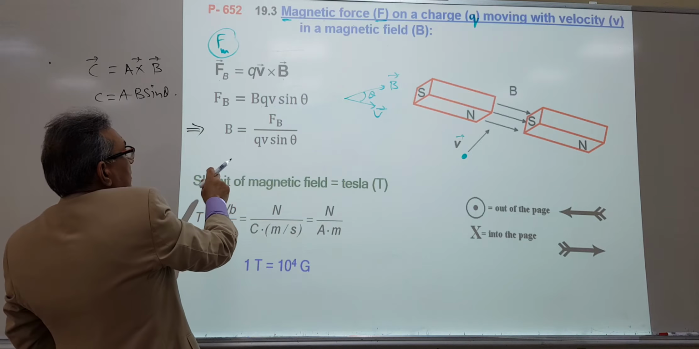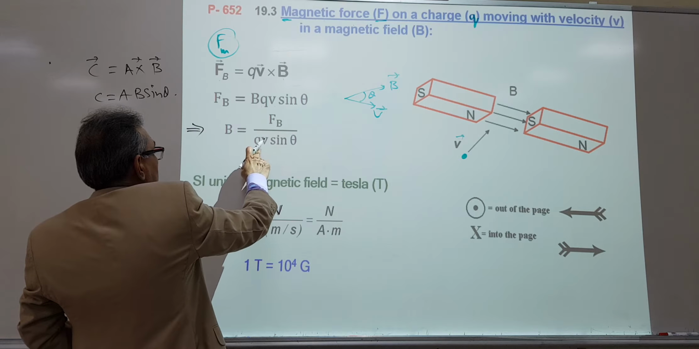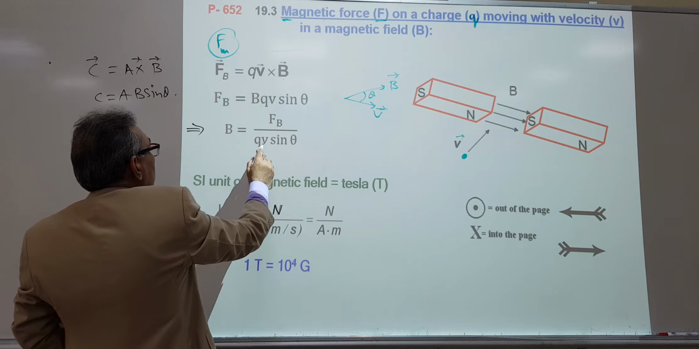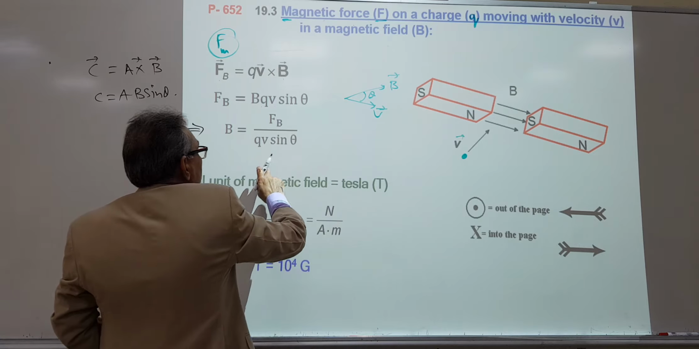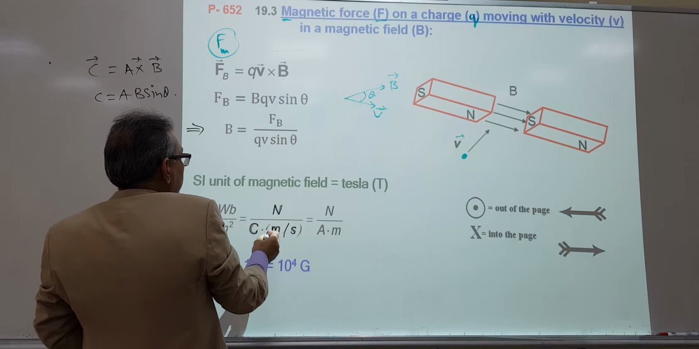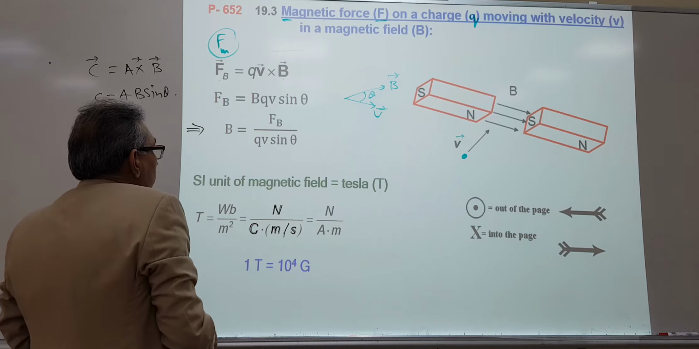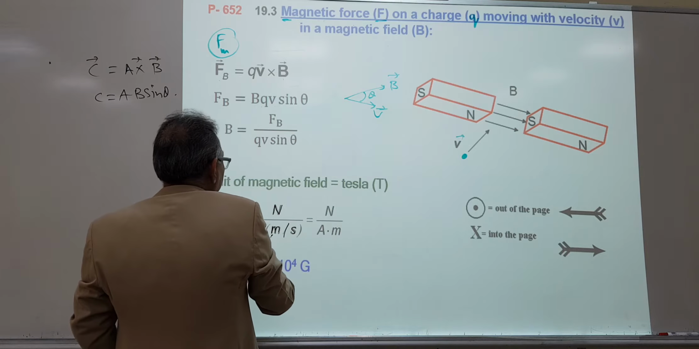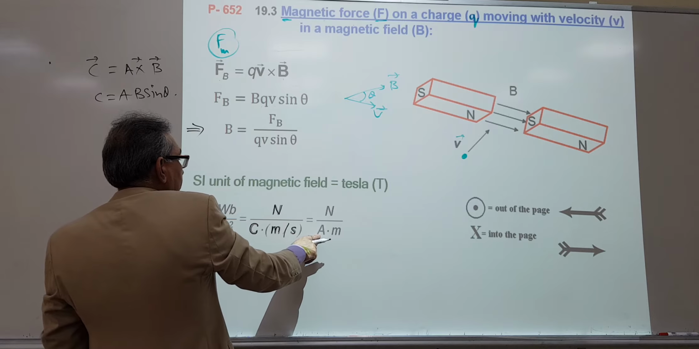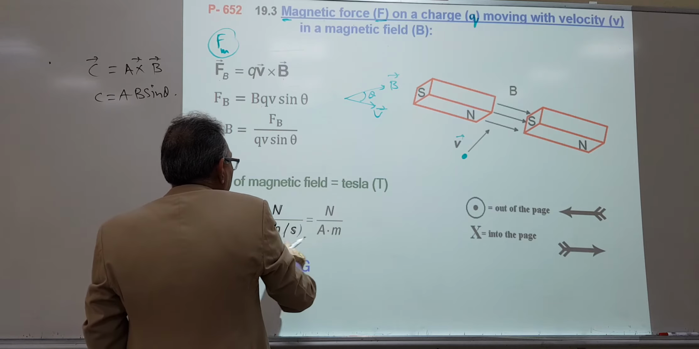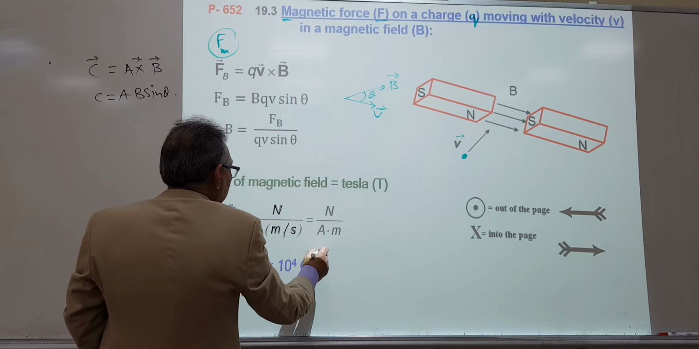Now let's decide the unit. Force, Newton. Charge in coulomb. Velocity in meter per second. Okay. Now we have coulomb per second, charge per unit time, that is current. So coulomb per second is ampere. So Newton, ampere, and meter. We call it Weber per meter square also. We have a smaller unit, we call it Gauss.